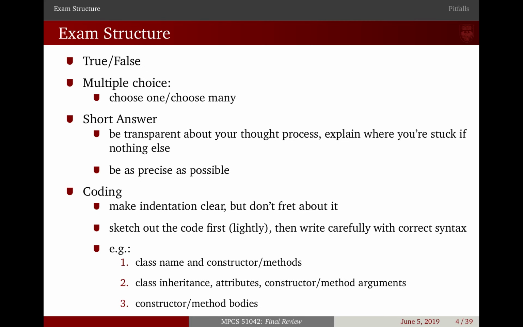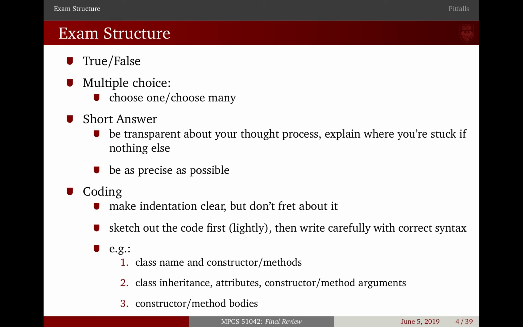Alright, so exam structure. I think Paul covered some of this, but there's going to be a lot of different sections. You're going to have your true, false, multiple choice, where that's going to be either choose one or choose many. There'll be short answer, and I have just a couple pieces of advice that are the same as last time, which is to be transparent about your thought process. When you write something down, explain why you got stuck somewhere and how you would figure out a next step if you were stuck and how you'd proceed. Be as precise and as clear as possible. It makes things easier to grade, and saves you time having to explain what you were thinking during the exam.